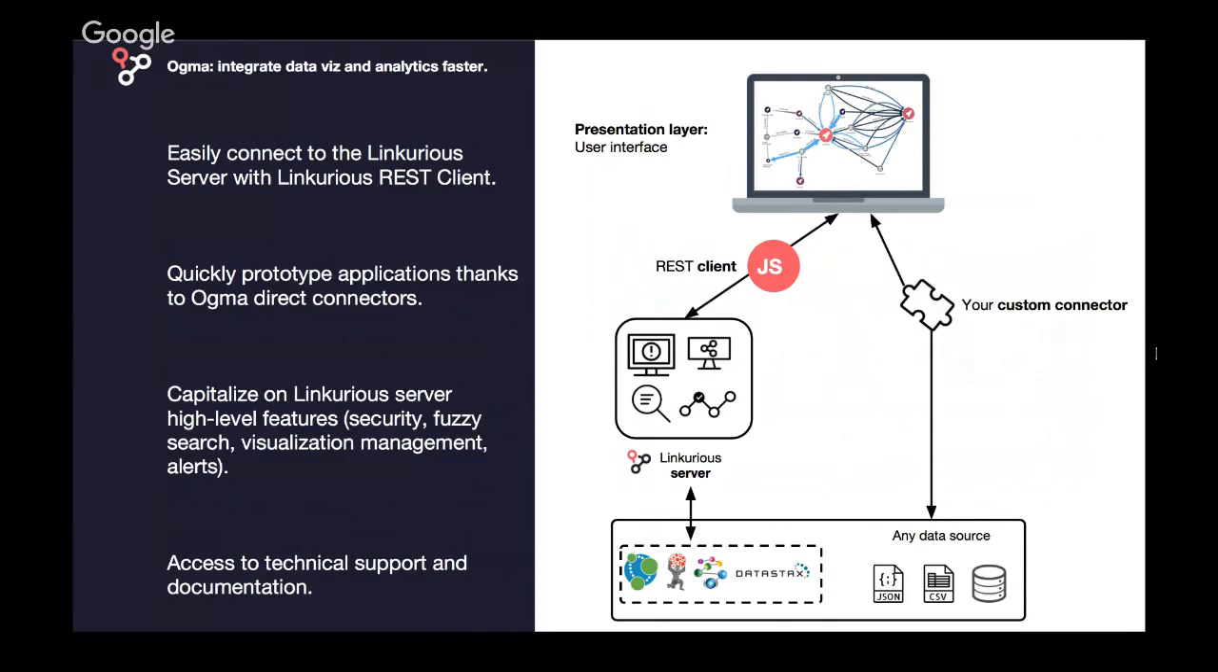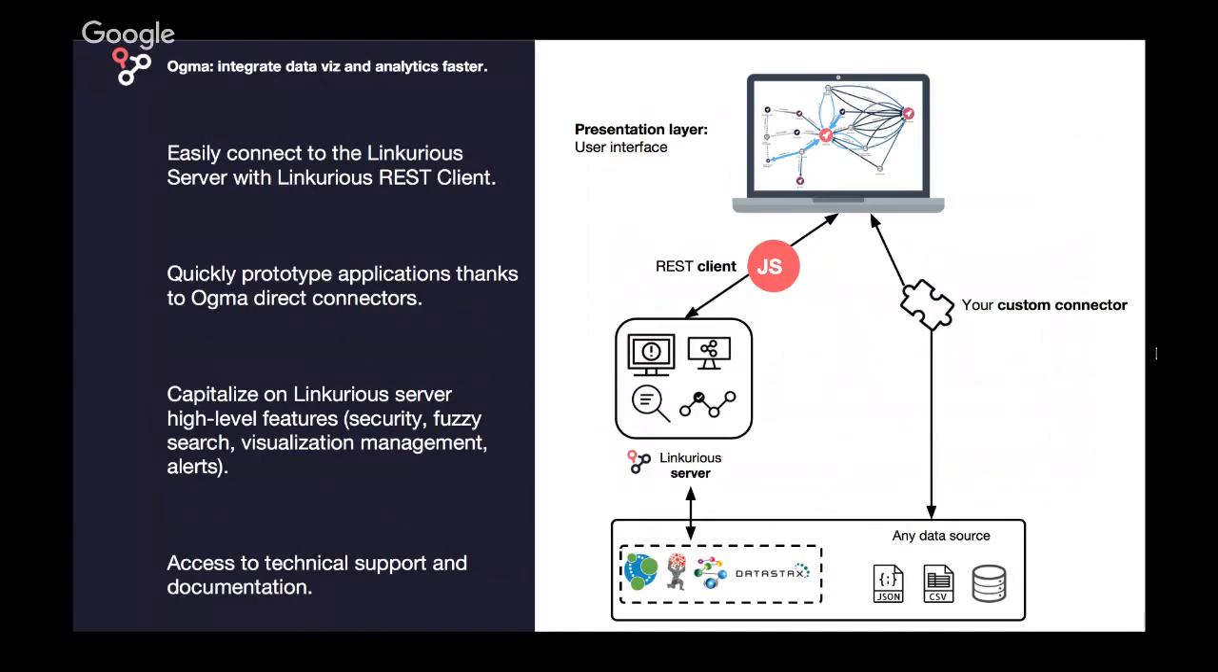So I'm going to talk a bit now about the presentation layer, which is the base for the user interface. We developed Ogma, which is a JavaScript visualization library that helps you display and interact with graph data inside your own web application. The first way to fetch data for Ogma is to connect to the Linkurious server, and for that we provide a JavaScript REST client that you can load as a library in your web application, and that's going to facilitate the connection between the two pieces.